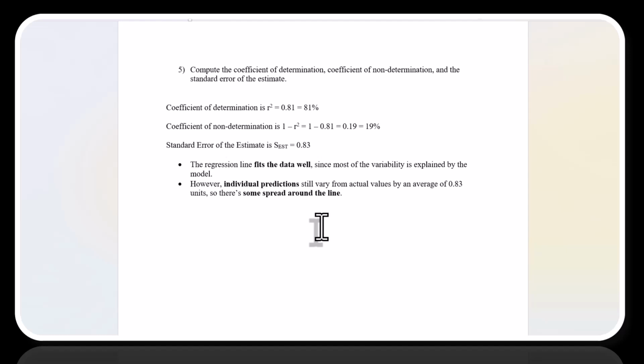Hopefully this helps encapsulate all the key aspects of the test for correlation, computing the line of regression, and determining its accuracy.